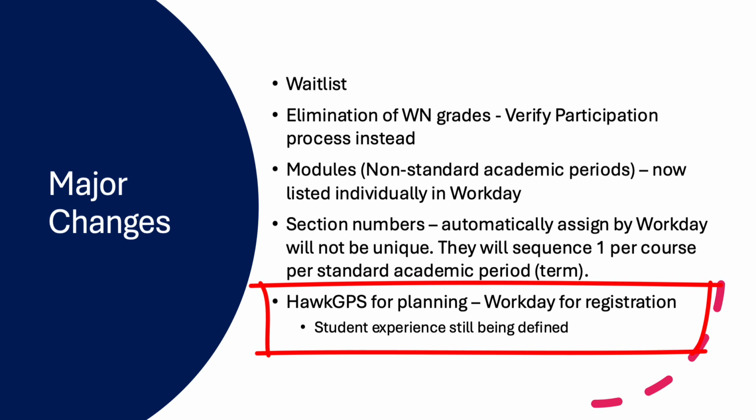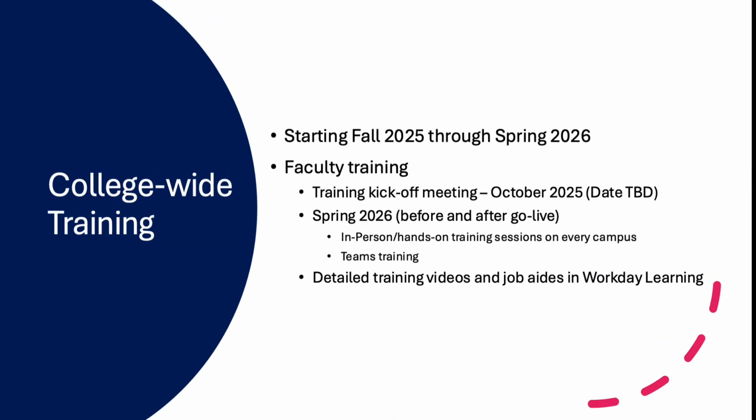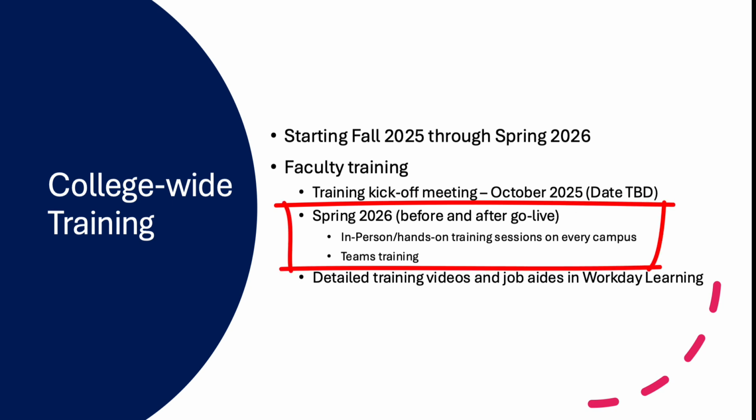Among other important changes is that the students will register in Workday. They will continue to use Hawk GPS for planning, but registration will occur in Workday. We understand change can sometimes be nerve-wracking. However, you can relax. Before we go live fully in March, we will be offering in-person training at every campus and via Teams in the first part of the spring semester.